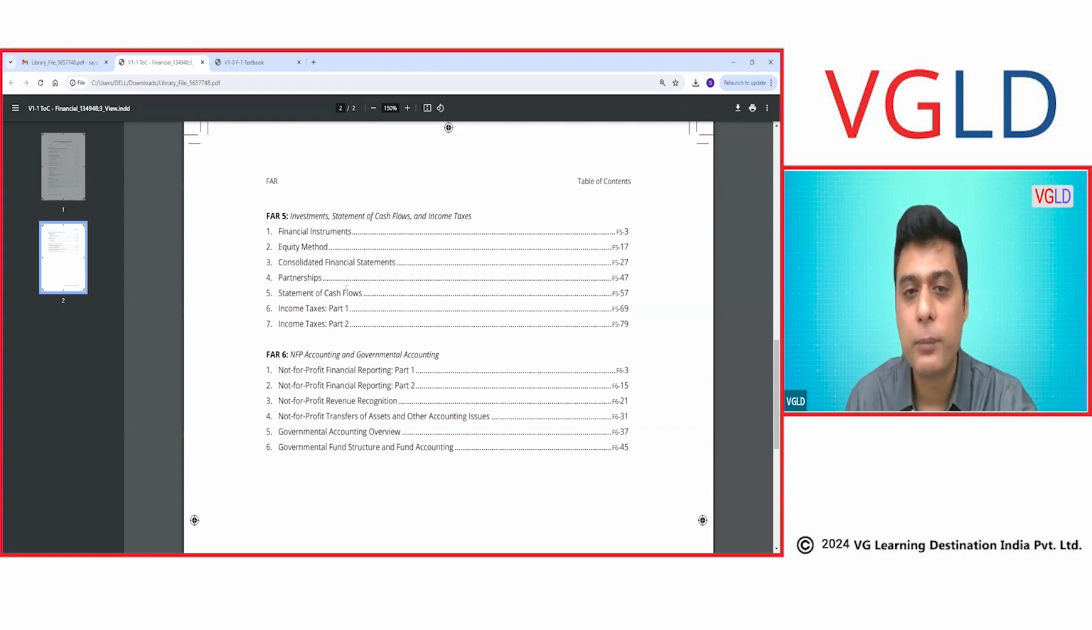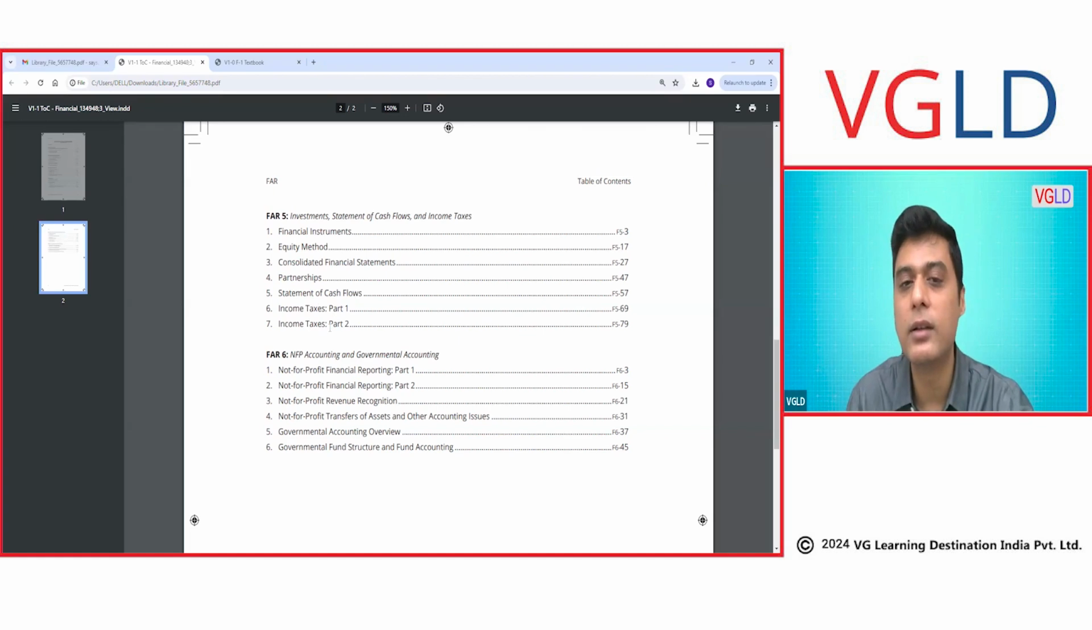9 or 10 pages, whatever. Partnership is done. Statement of cash flow, again, considered to be tricky by some students. Consolidation, module 3 here, consolidated financials, considered to be tricky by some students. Income taxes considered to be tricky by most students.